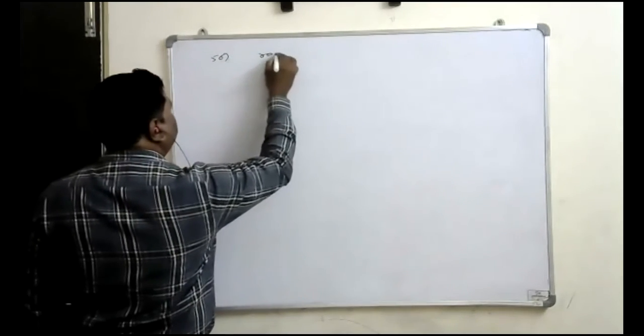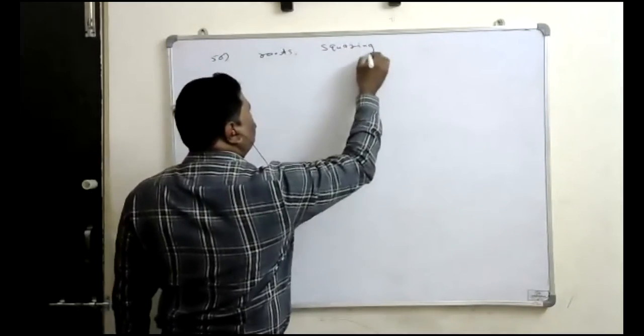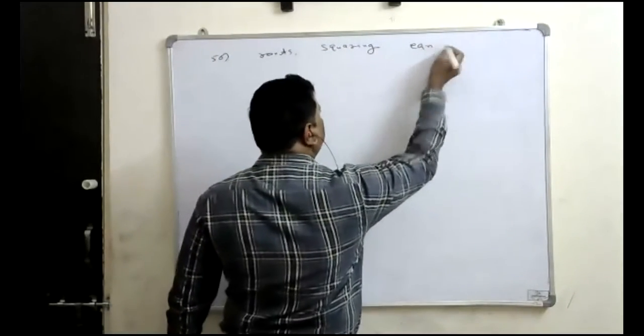Now original roots, even though if I square them, the equation should not change. What is that equation?